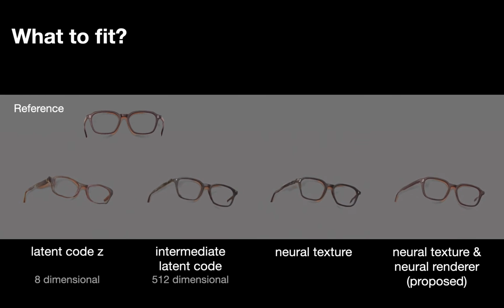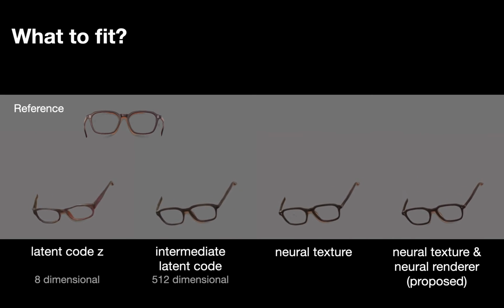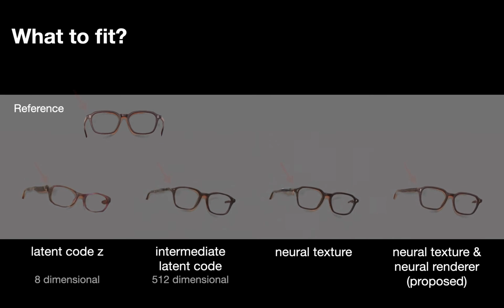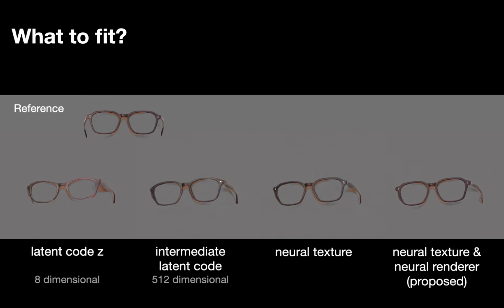We also studied the effect of which parts of the network to fine-tune. We found that fine-tuning the whole network works better compared to only fine-tuning the neural texture, and that optimizing an intermediate latent code of 512 dimensions performed better than optimizing the 8-dimensional latent code directly.